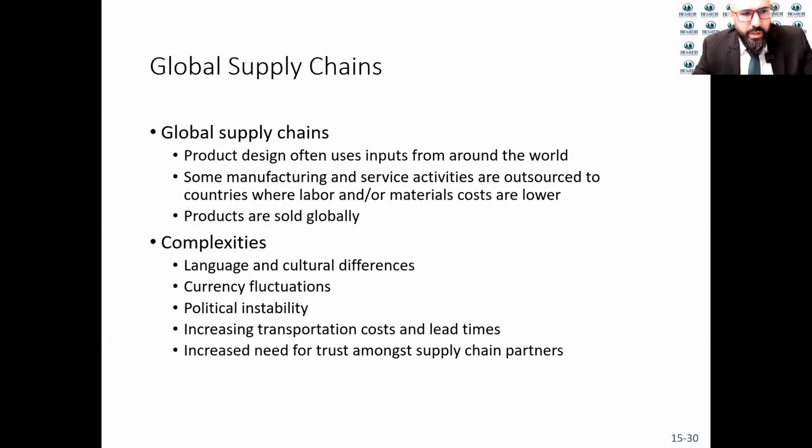Now, next would be the global supply chain. Another trend is we're seeing people going global, and this is important because you're not competing inside your country anymore, whether you like it or not, because of the technology that we see.